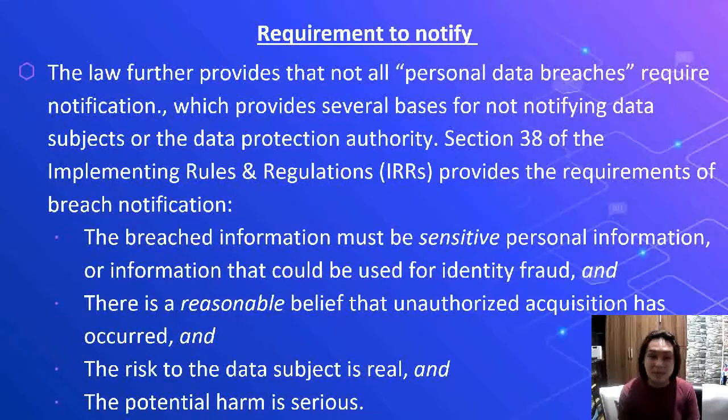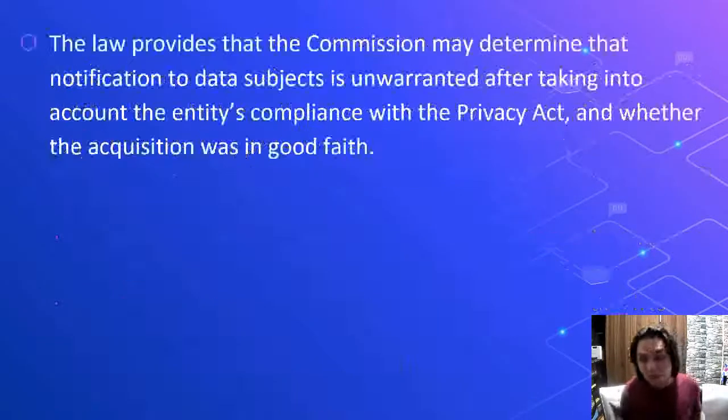Section 38 of the Implementing Rules and Regulations, or the IRR, provides the requirements of breach notification, such as: number 1, the breach involves sensitive personal information and/or information that could be used for identity fraud, and number 2, there is a reasonable belief that unauthorized acquisition has occurred, and the risk to the data subject is real and potentially harmful, and the harm is serious. So the law provides that the Commission may determine that notification to the data subject is unwarranted after taking into account the entity's complete compliance with the Privacy Act and whether the acquisition was in good faith.